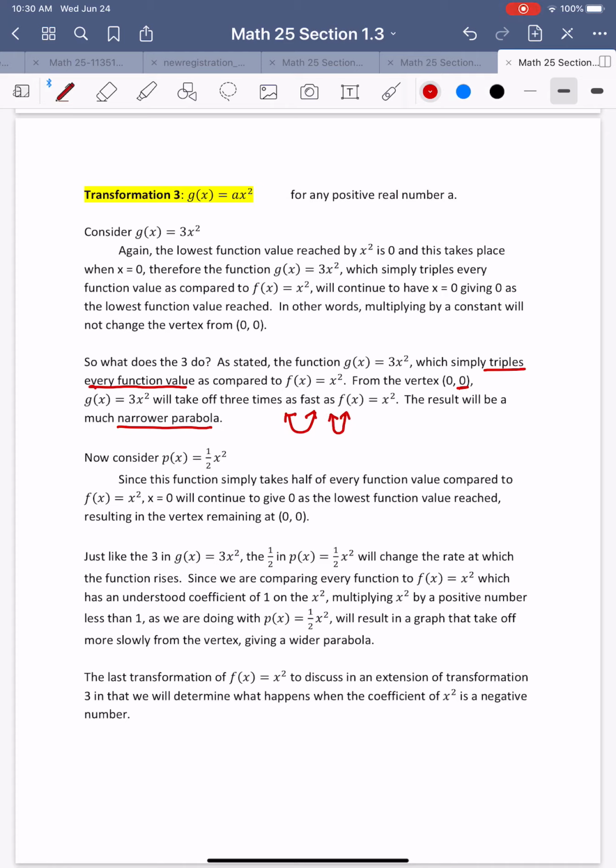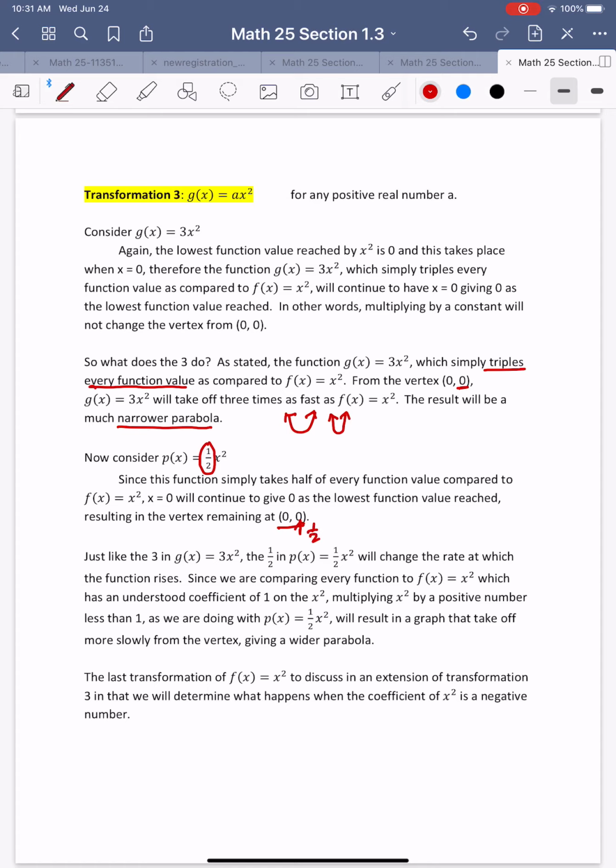And then consider the half this time. So a is a half, of x squared. Which means the y value will be smaller than the f of x function, since the function simply takes a half of every function value compared to f of x equal to x squared. At x equals 0 the value continues to be 0, the lowest function value reached, resulting in the vertex remaining at 0, 0. Whatever you multiply by half, 0 stays 0.